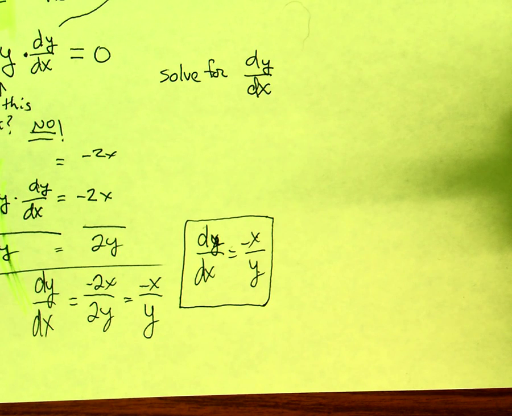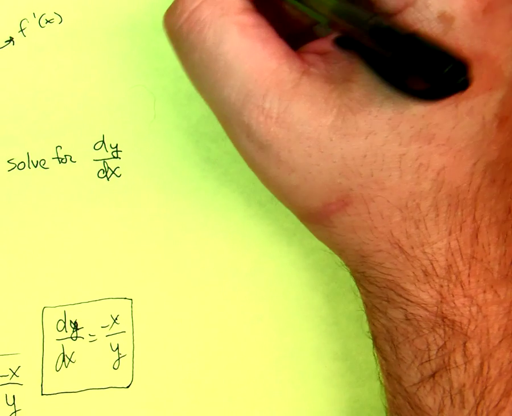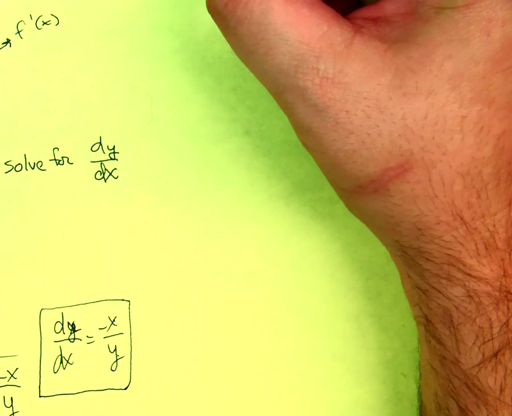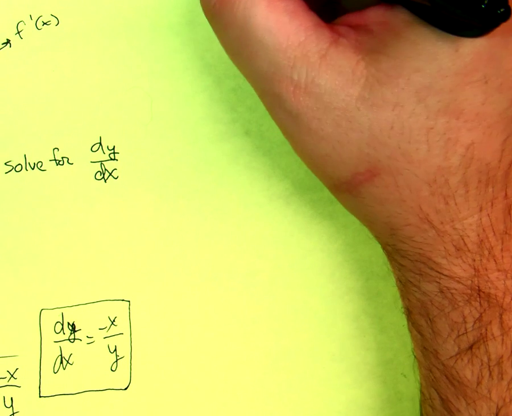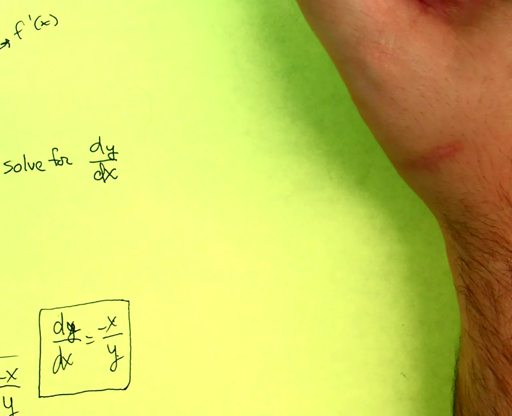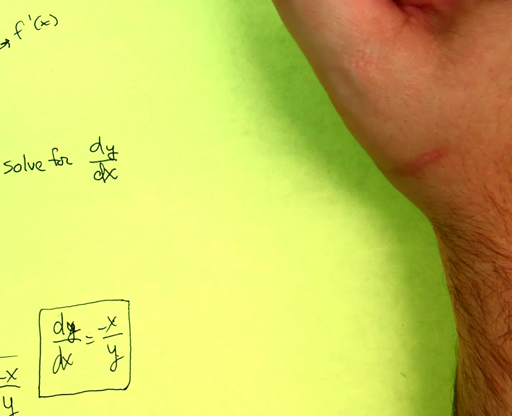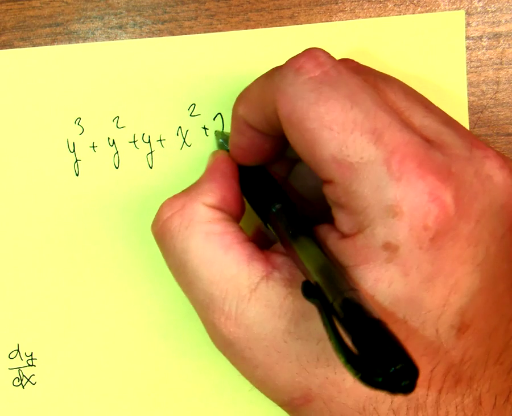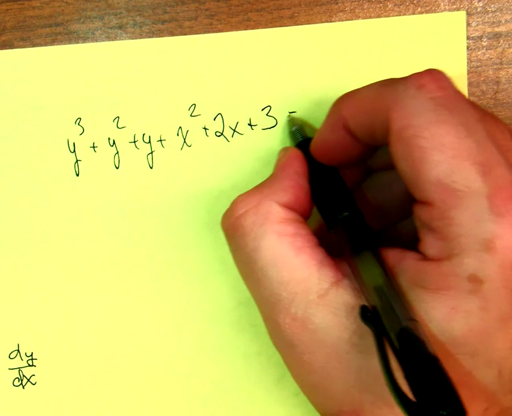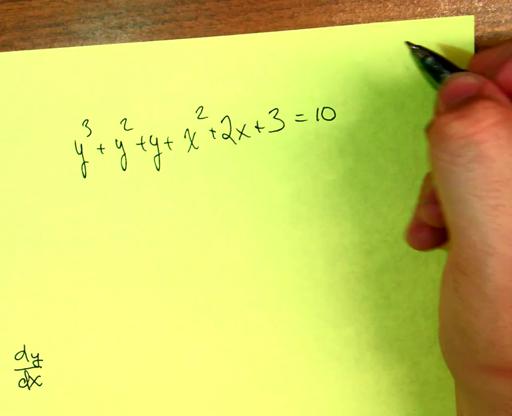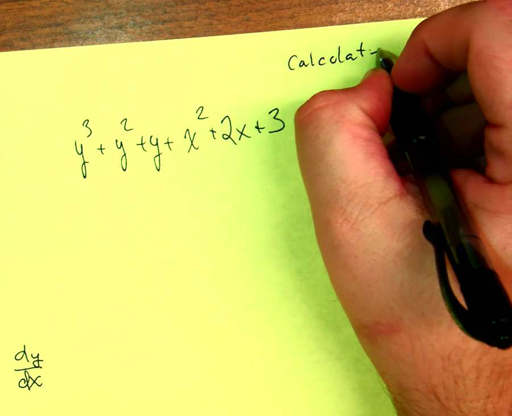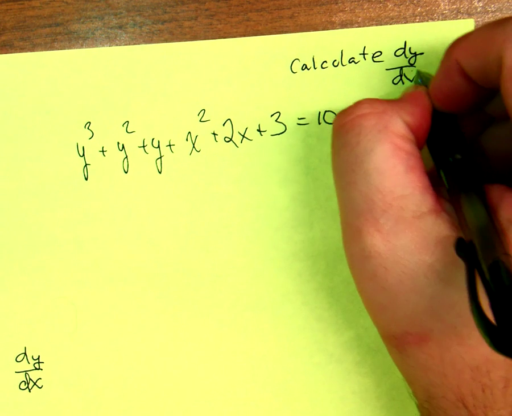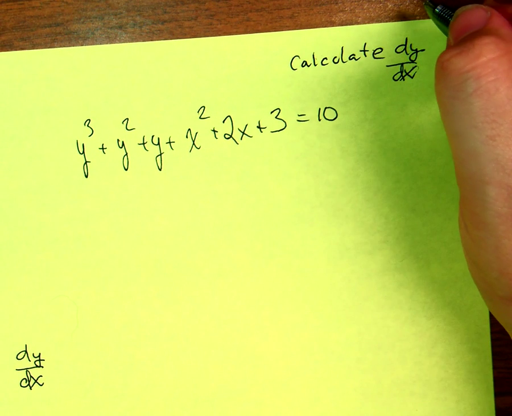Now, if you had, let's say, y to the third plus y squared plus y plus x squared, there you go, plus 2x plus 3 is equal to 10. And I want you to calculate dy dx. I want you to figure out the derivative of y with respect to x. Then you say to yourself, oi.